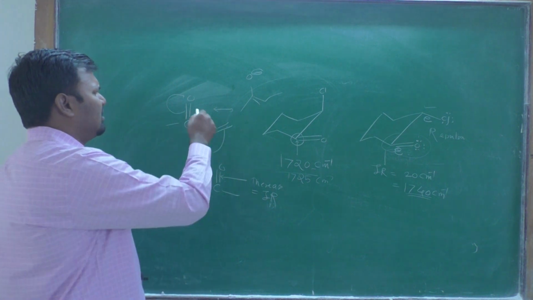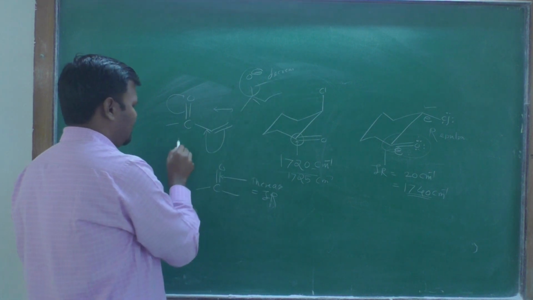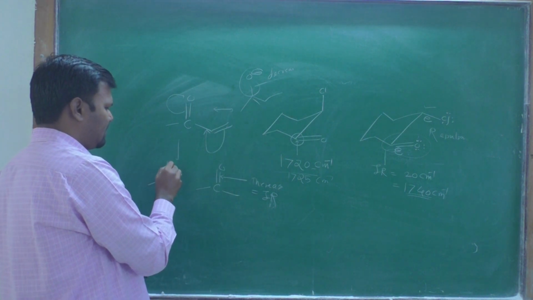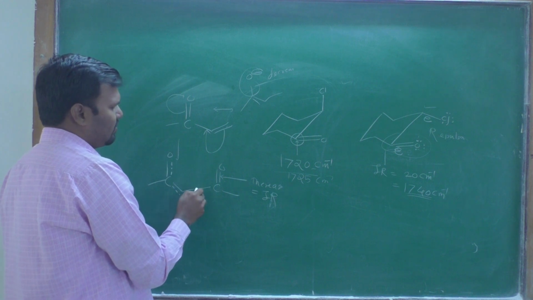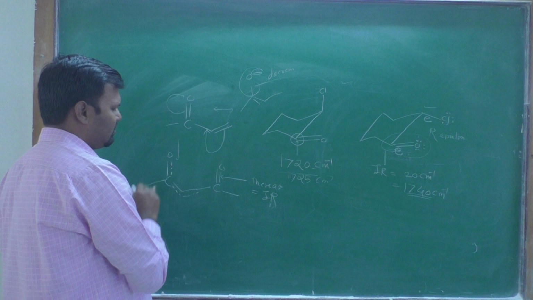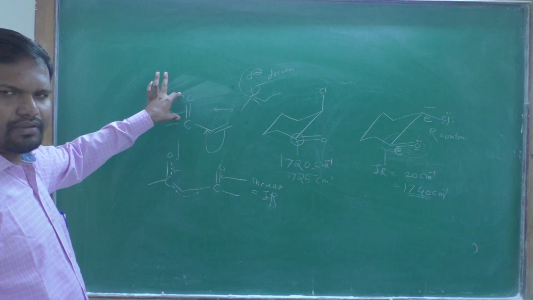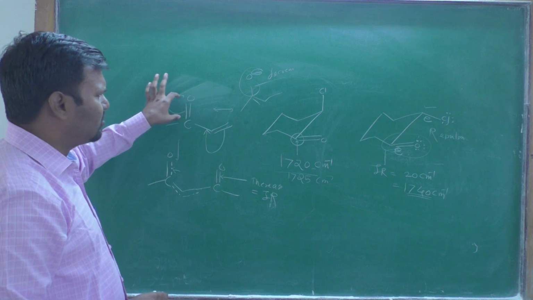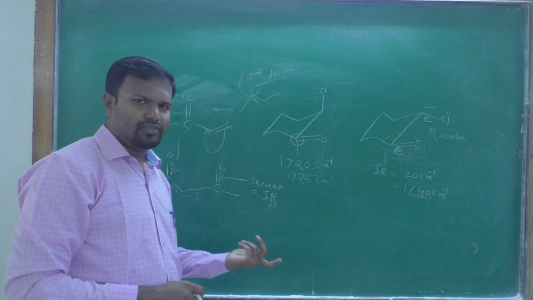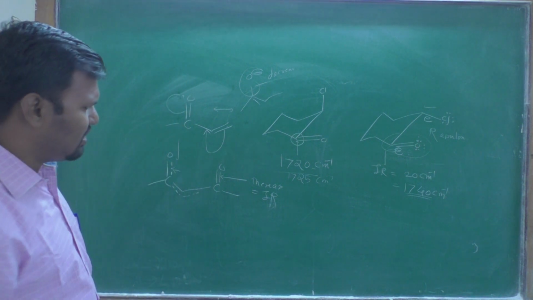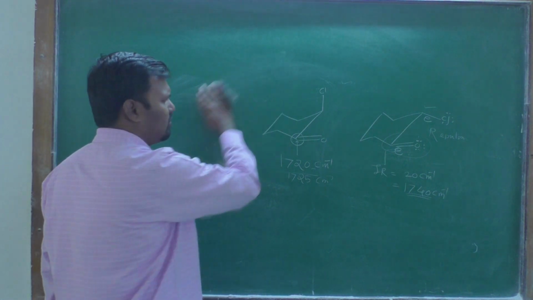In this case, the double bond character decreases. You can show it like that, resonance is there. Like that you can see the resonance in this case. Therefore, the double bond character for this carbonyl decreases, and therefore the higher frequency for this carbonyl also decreases. If double bond character increases, then the frequency also increases.